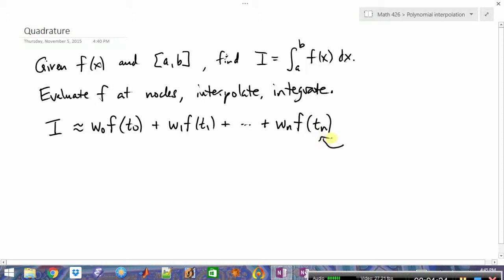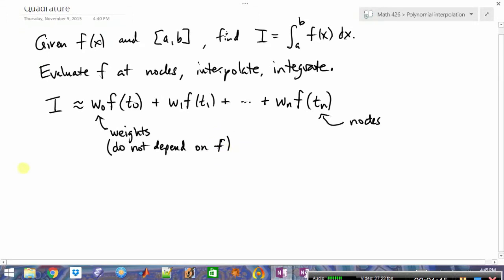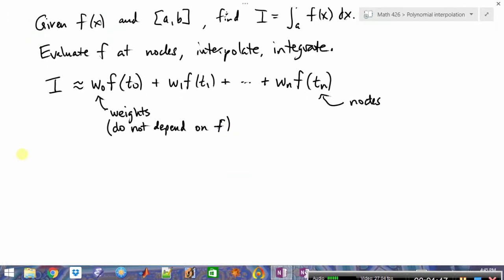So, as always, we call these points the nodes. They're the interpolation nodes, and they end up being the quadrature nodes. And then the W's are called the weights of the formula, and they do not depend on f. So they're calculated just once for that particular type of method, type of formula.